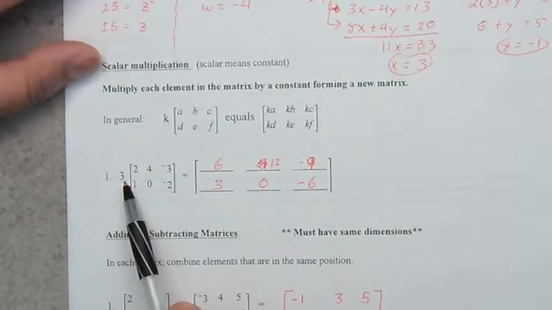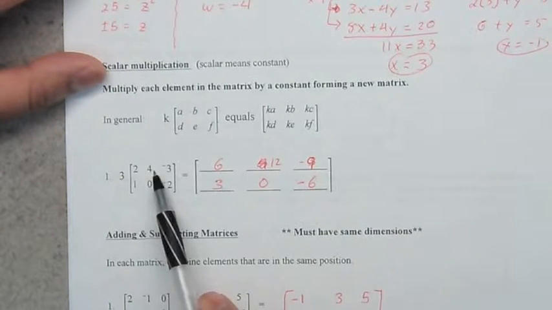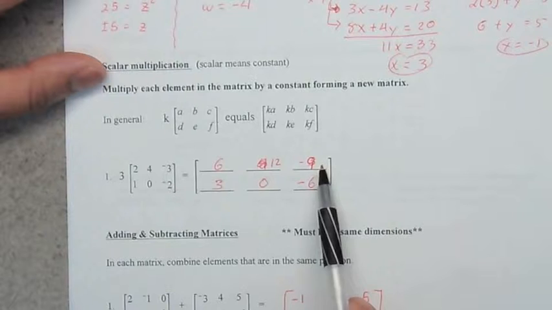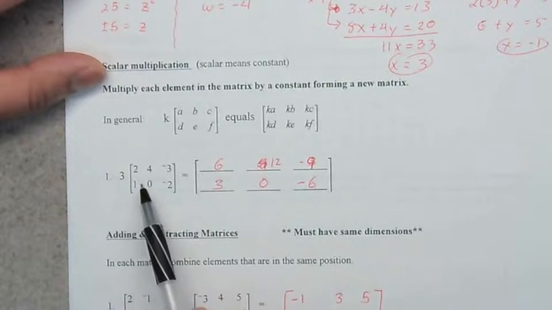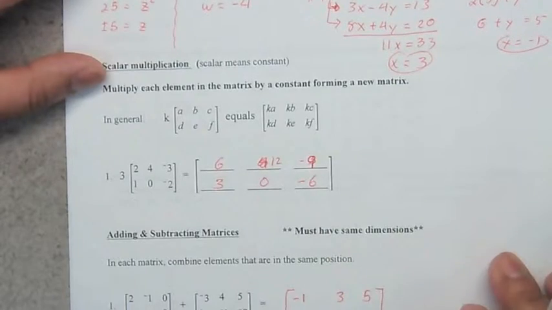3 is on the outside. We're going to multiply that into every element here. 3 times 2 is 6, times 4 is 12, times negative 3 is negative 9, times 1 is 3, times 0 is 0, times negative 2 is negative 6. Scalar multiplication.